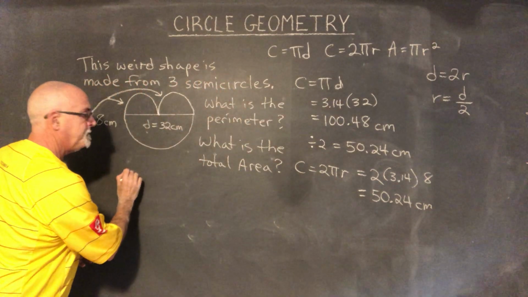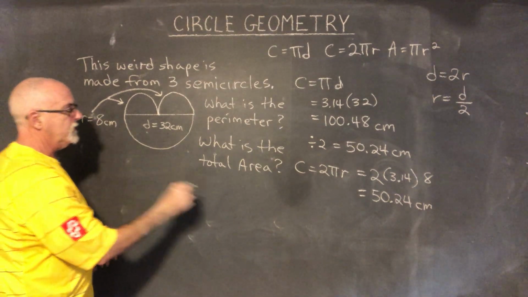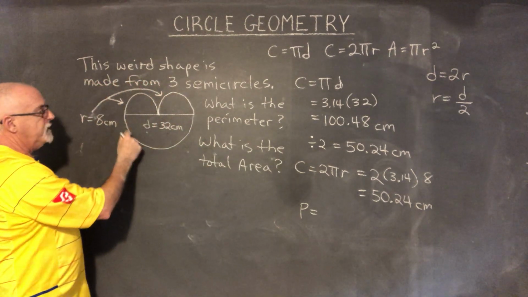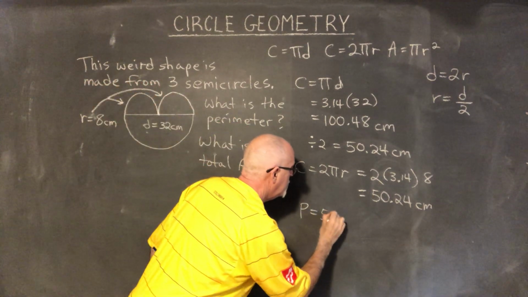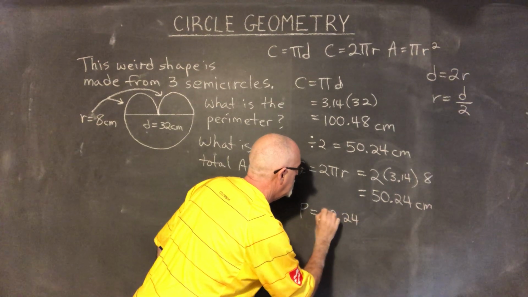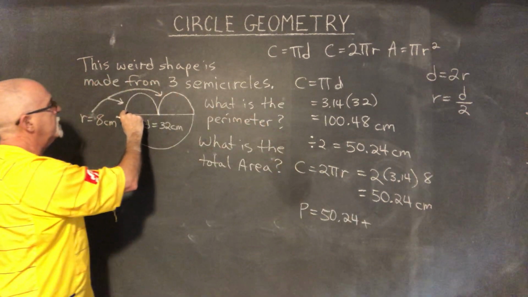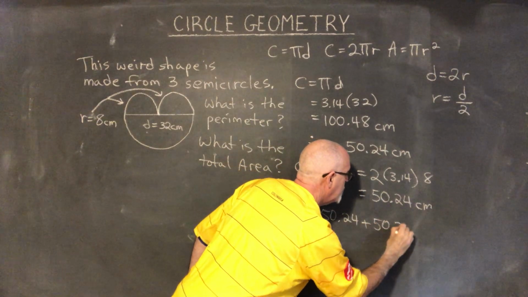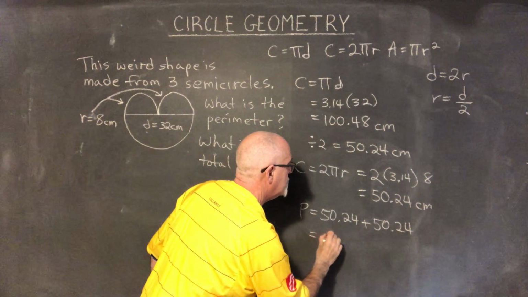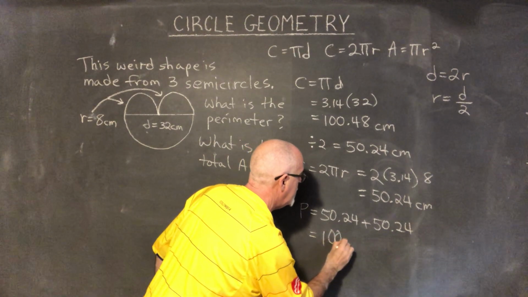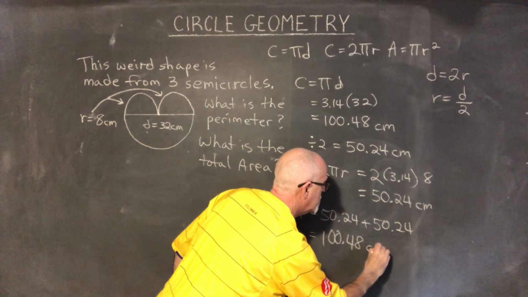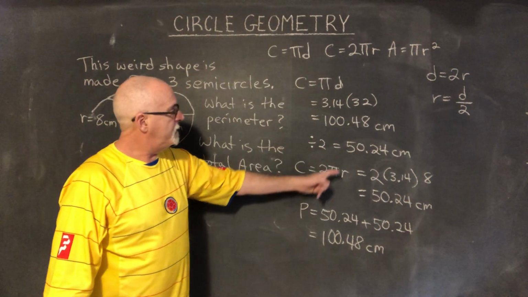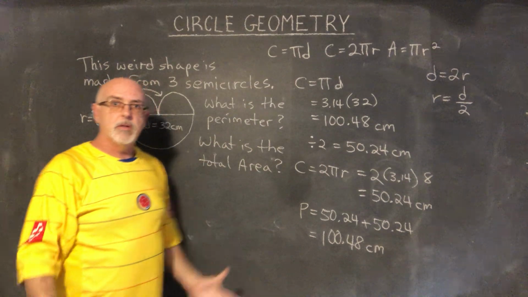My perimeter, what should I do here? I'm going to do it over here. Perimeter is equal to the 50.24 that's down here, plus the 50.24 that is the total of these 2. So the perimeter happens to be 100.48 centimeters. 100.48, again, 50.24. These numbers are just all over the place.